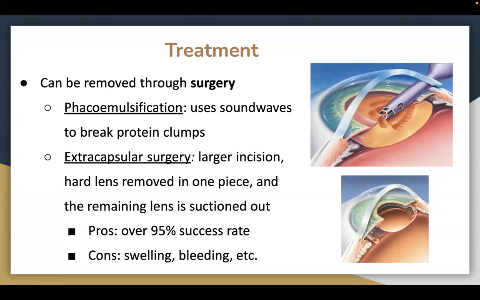And the cons for this are just typical cons for any surgery. It would be swelling, bleeding, irritation, maybe infection if it's not properly taken care of. But overall, the recovery rate is significantly quick in comparison to other surgeries.